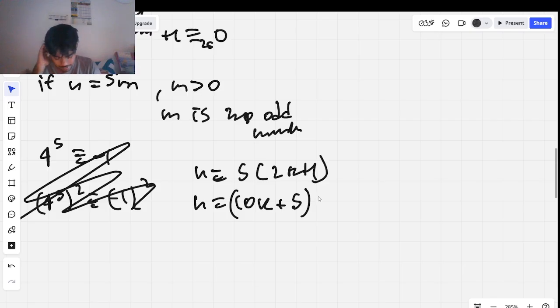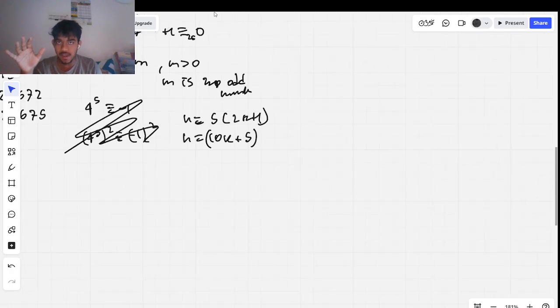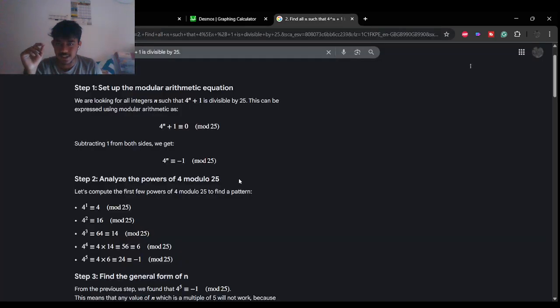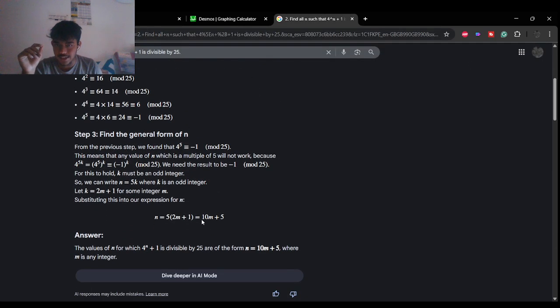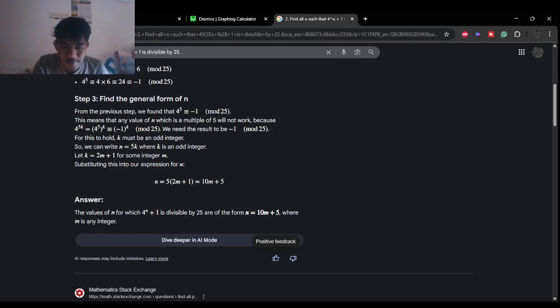then we have all of our n such that 4 to the n plus 1 is congruent to 0 mod 25. And I glanced at it. It might be that. Yes. Okay, I am not super stupid. Okay, I am almost on an hour of doing this.